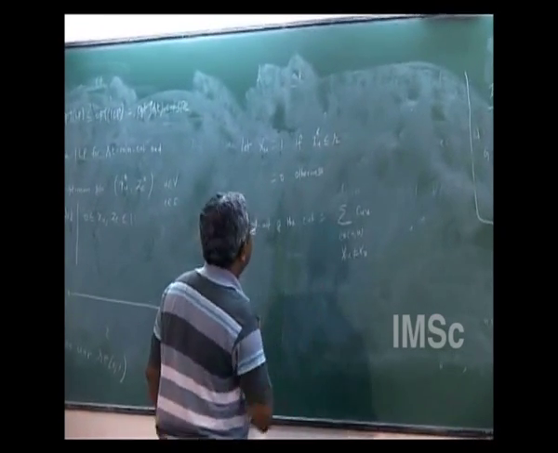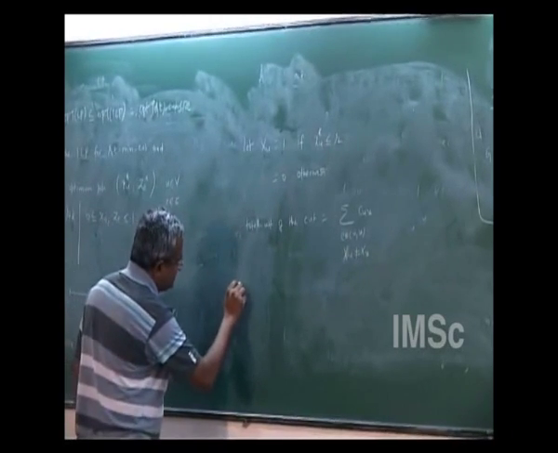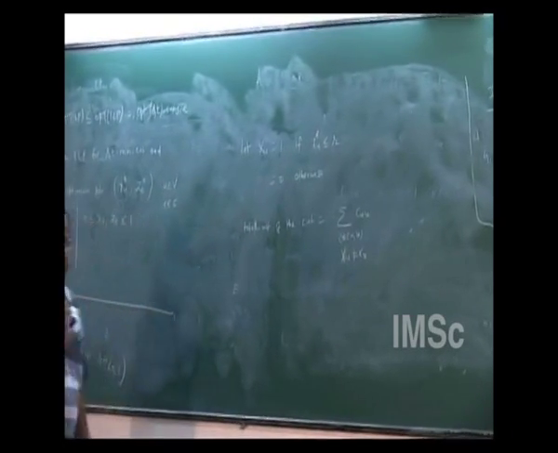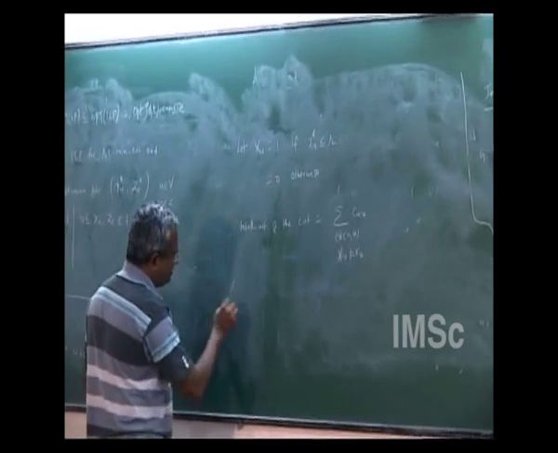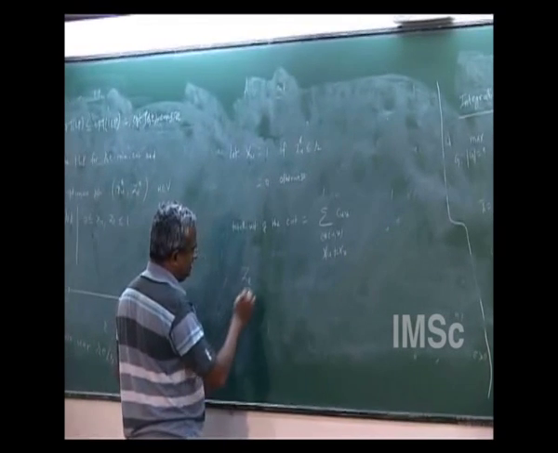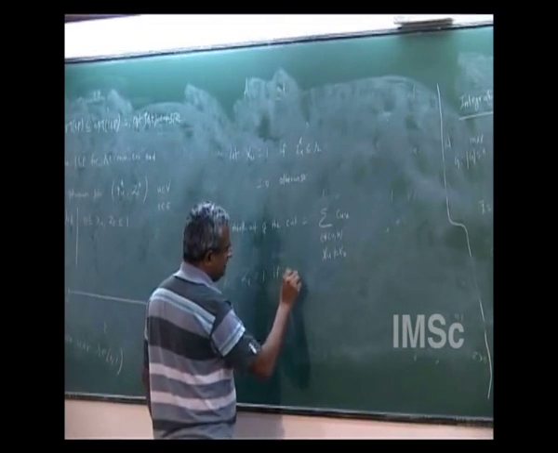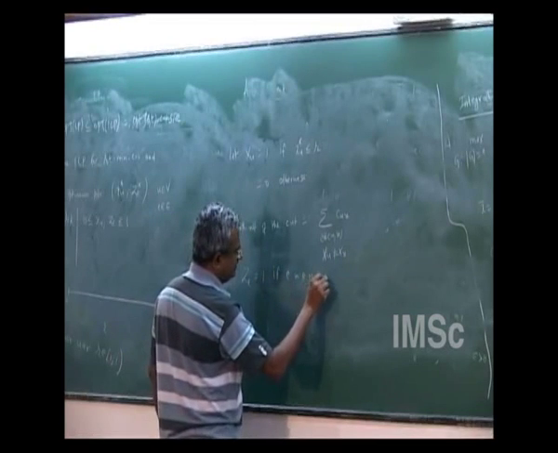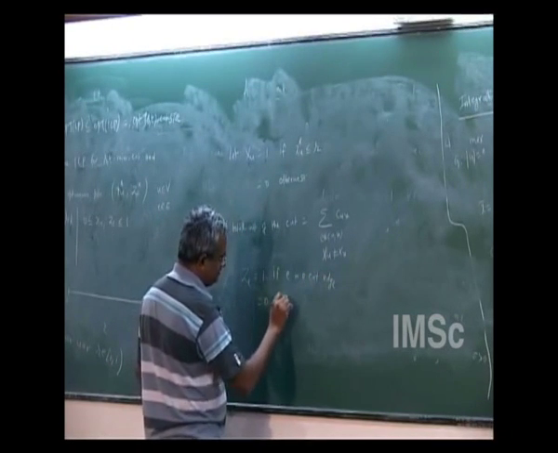As a result, now let us look at this. What is the expectation of this cut that you are talking about? Now I will introduce a random variable. Let me call this random variable Z_e. Z_e is 1 if e is a cut edge and 0 otherwise.